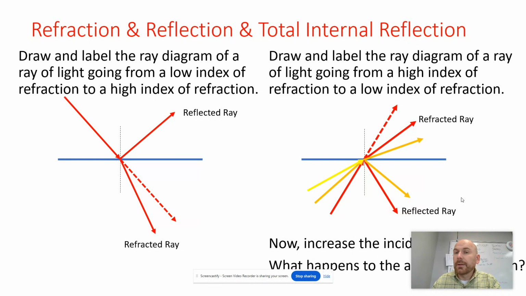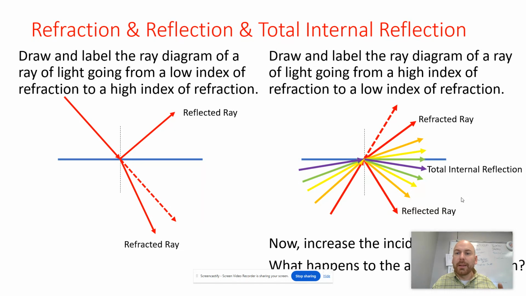Let's do it again. What happens if the incident angle is increased? The angle of refraction is also increased. And we can increase it even more. It bends away even more from the normal line, and we still get our angle of reflection. But now what? We can't bend anymore.